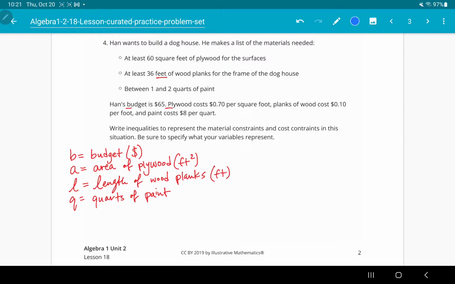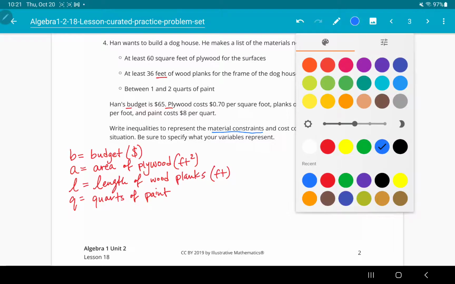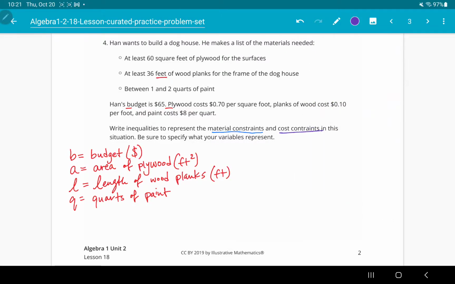So it asks for material constraints and cost constraints. So we'll do these in different colors. All right, so material constraints, at least 60 feet. At least means I could have more than 60 feet, so I need my area of plywood to be greater than or equal to 60. We're going to use equal to because it says at least, so that means 60 is included as my lowest value.